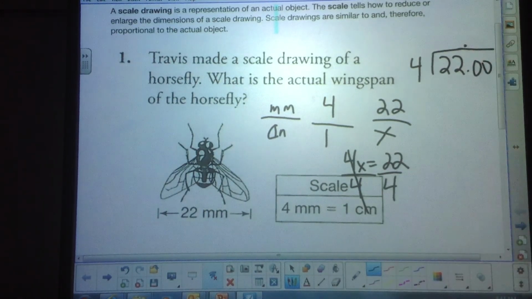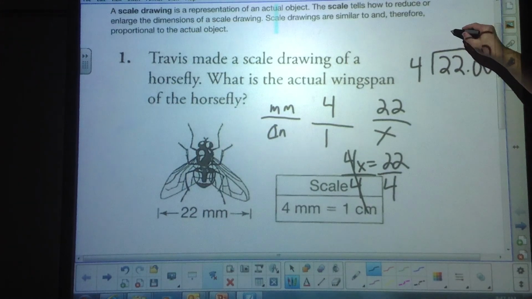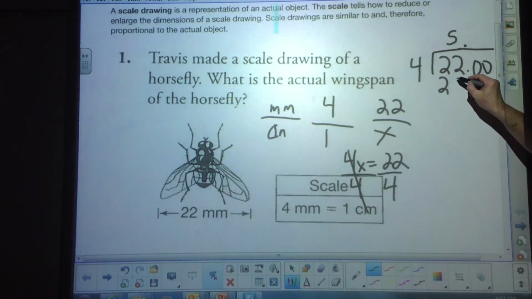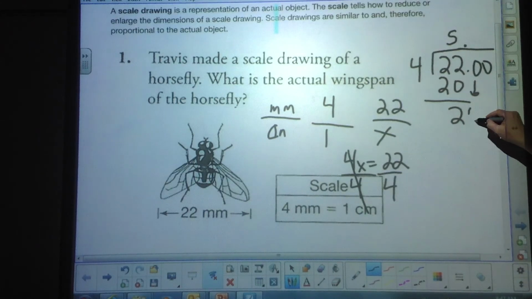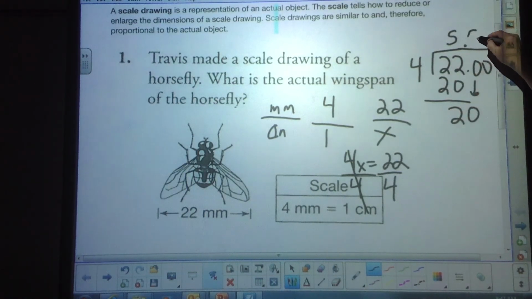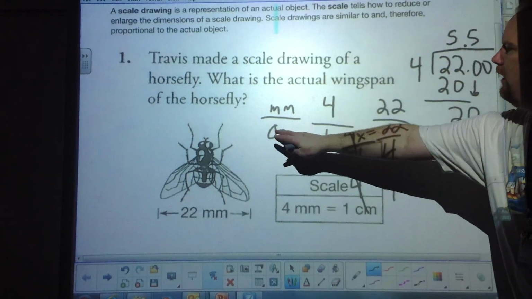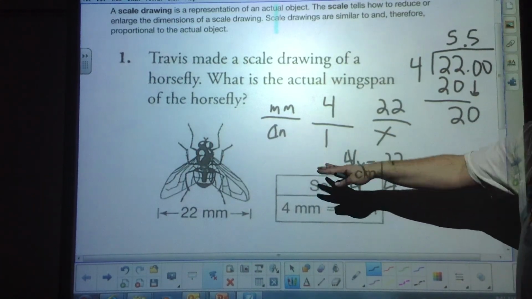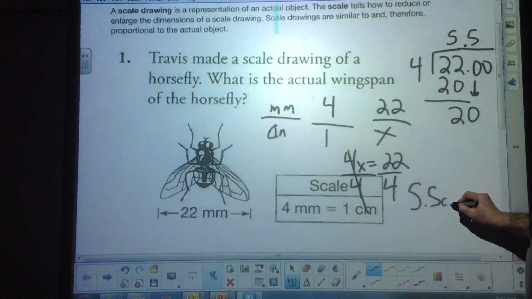And in this unit, you're going to be dealing with decimals and fractions, by the way, so you're going to have to know how to negotiate those. You're going to have to know how to work with those, in other words. 4 won't go into 2, but it will go into 22 five times. Remember, it is an essential skill that you understand how to work with fractions and decimals. 5.5. So the answer is, we're missing centimeters, so the actual length is 5.5 centimeters.